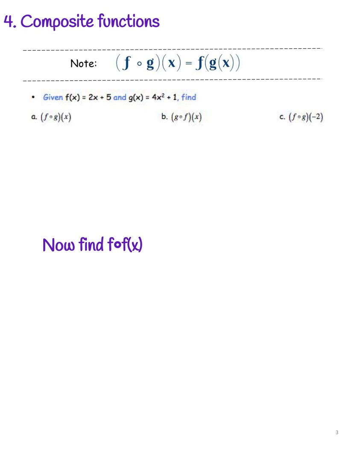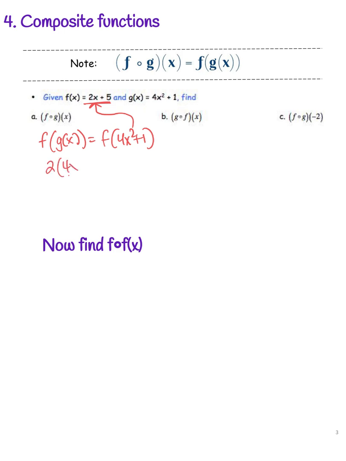Okay, so I just told you that f of g of x can be written with that open circle. So let's find f of g of x in this problem. Okay, so I'm going to take f of g of x, which is f of 4x squared plus 1. What this means is wherever you see an x, you plug in 4x squared plus 1.